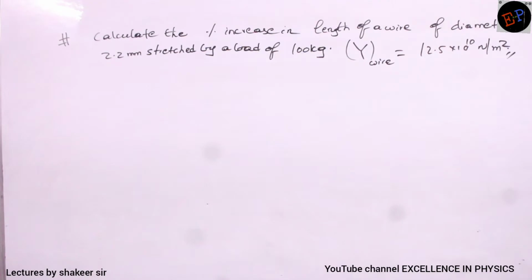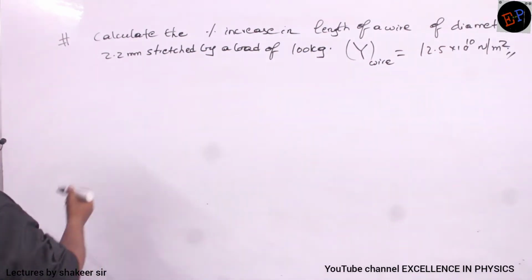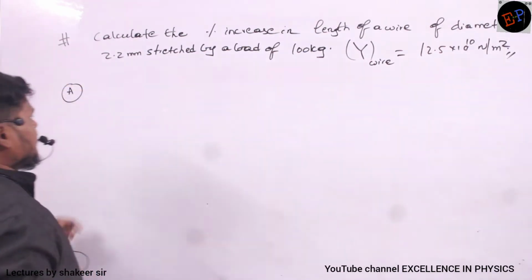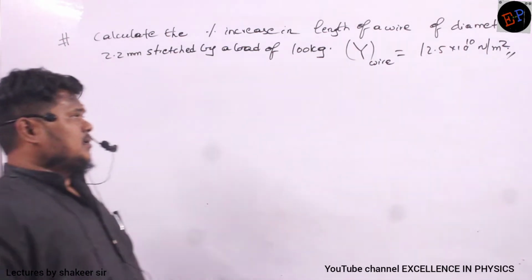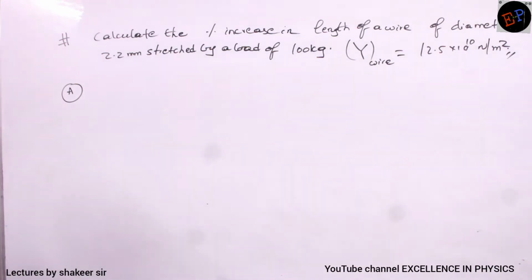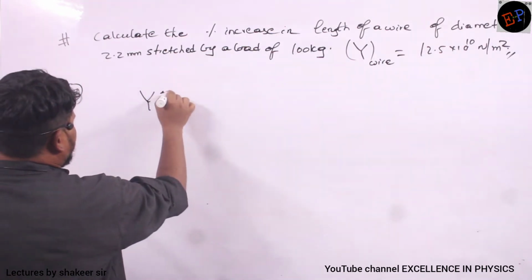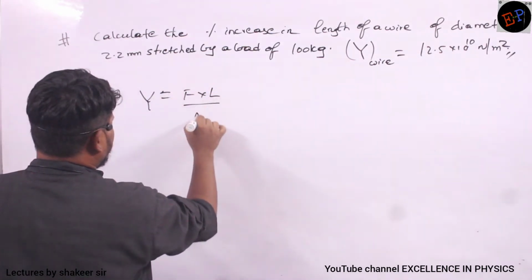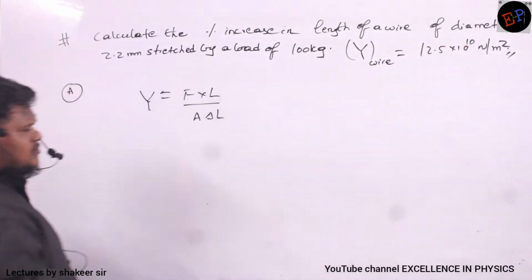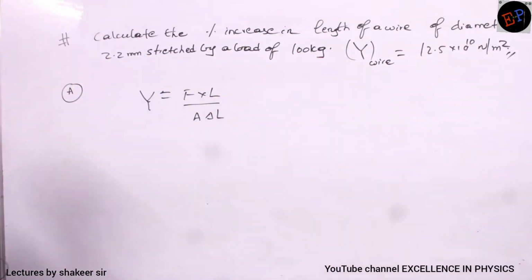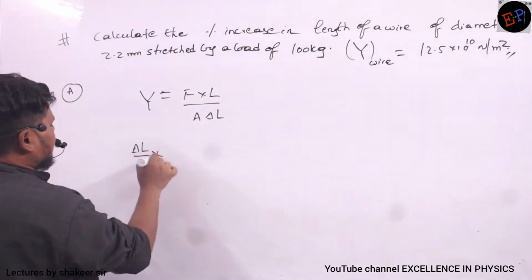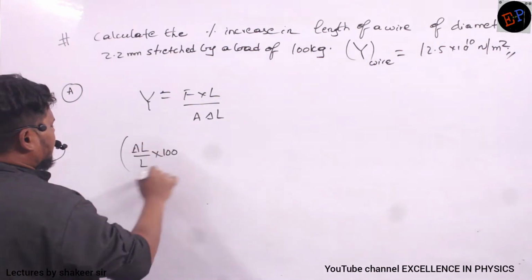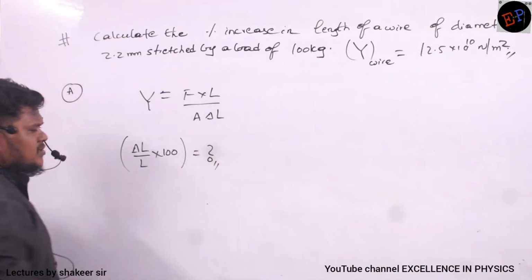Okay, serious question. Calculate the percentage increase in length of a wire of diameter 2.2 mm stretched by a load of 100 kg. Are you able to understand now? Young's modulus of the wire is also given. So what is the formula for Young's modulus? Y is equal to F L by A delta L. This is the formula of Young's modulus. So what he is asking is the percentage increase in length. It means I am supposed to calculate delta L by L multiplied by 100. This is called the percentage increase.